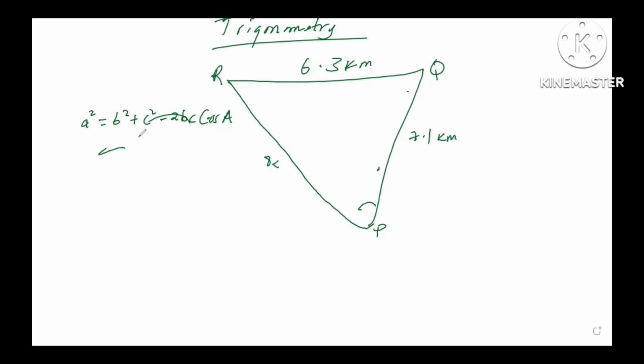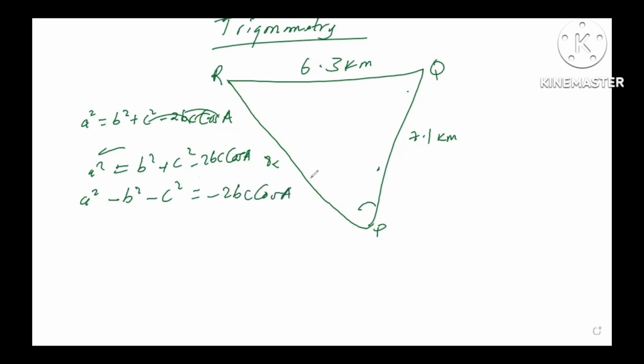So cos A is the one that you want to make the subject of the formula, right? So meaning you're going to have A squared is equal to B squared plus C squared minus 2BC cos A. So you want to remain with what? Cos A. What do you do? You have to do the additive inverse of these numbers here, which is B squared and C squared. So this one will be A squared minus B squared minus C squared is equal to negative 2BC cos A, right?